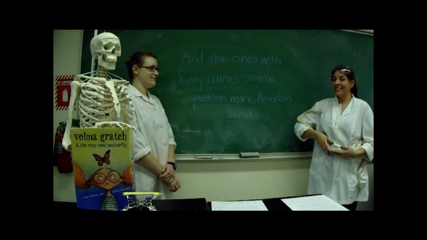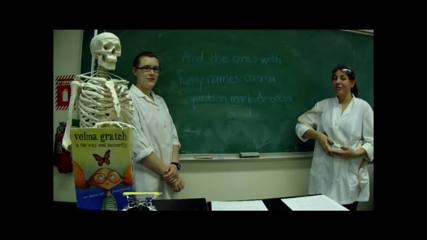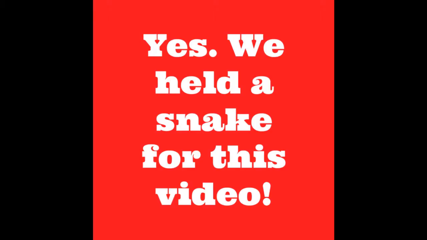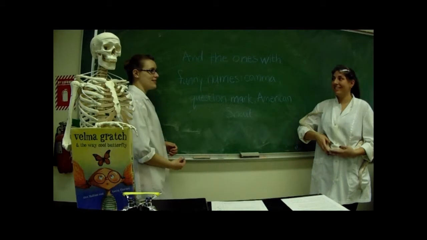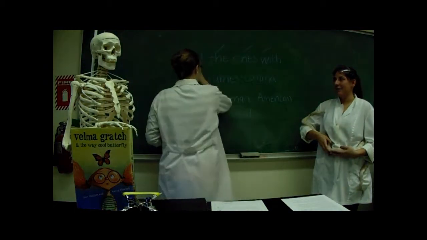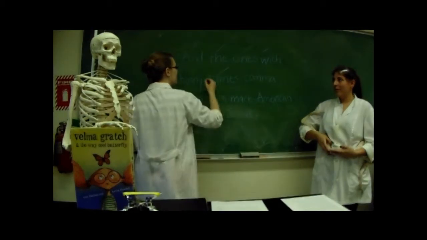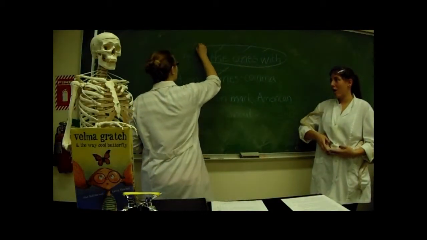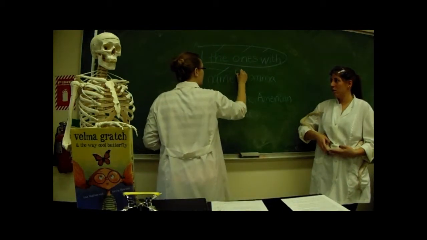Repetition of a phrase or sentence is notated by a line drawn completely around the phrase and an R at the bottom. And Maggie will demonstrate for us. And the student reads, and the ones with funny names, and the ones with funny names, comma, question mark, Americans now.